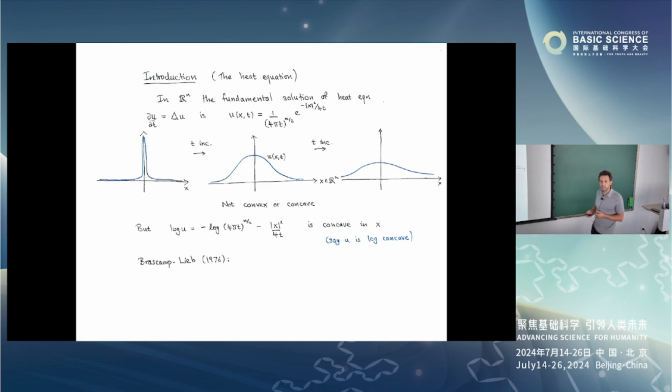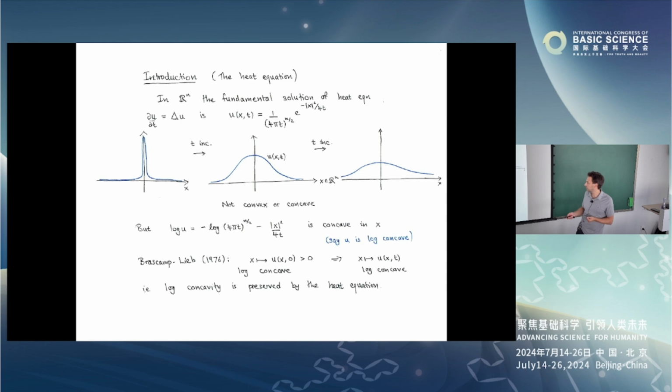And then a rather classic result, going back almost 50 years, by Brascamp and Lieb, says that if you start with any initial data, so here my u is not this fundamental solution, but just any initial data, which is positive and its log is concave, then for later time, the function x goes to u(x,t) is also going to be log concave. And so we say that log concavity is preserved by the heat equation. And so this provides a motivation for my talk.